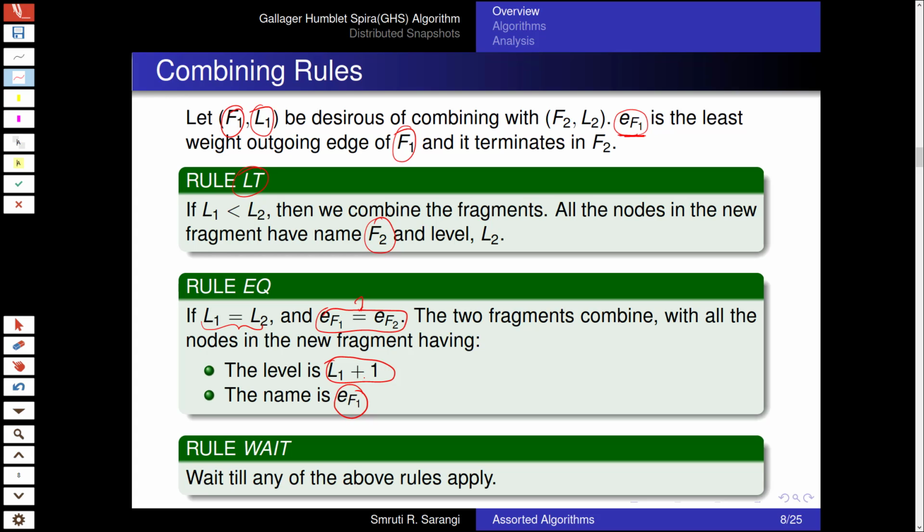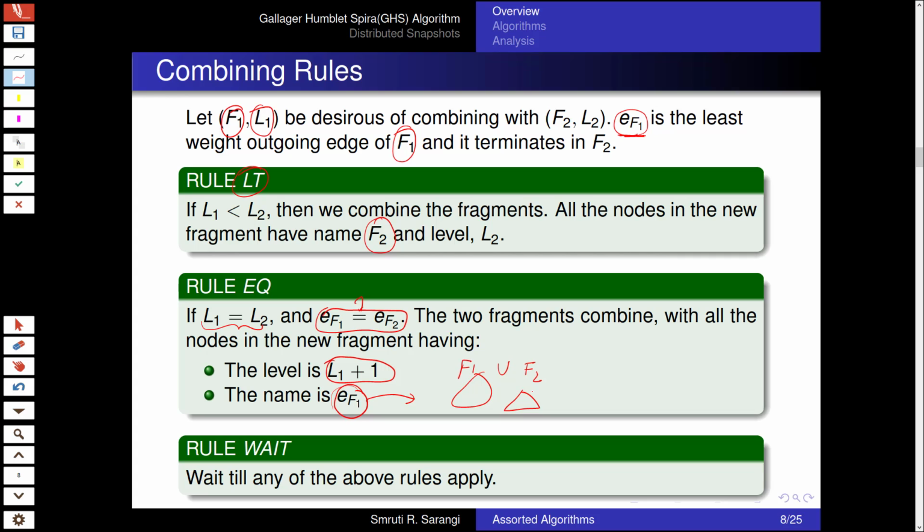So let's assume that every edge has a unique weight and a unique name also. And the name could be just a combination of the two node IDs of the edge. So it could be that. Doesn't matter howsoever the name is derived. But the edge will be the common name for the nodes of both the fragments, F1 union F2.